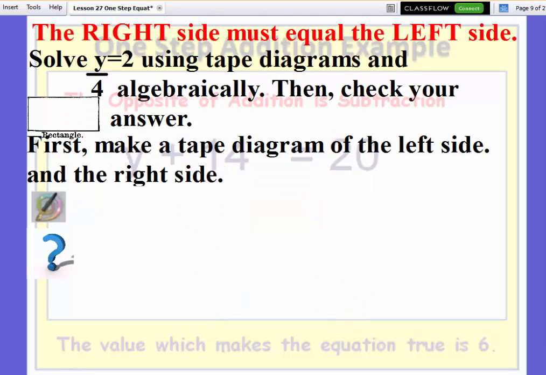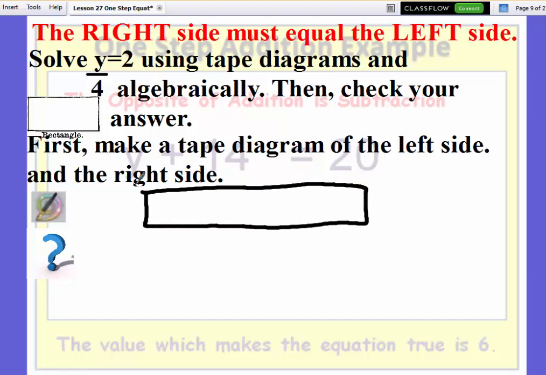All right, this one's a little bit harder. It's division. So let's focus on it. We're doing the same thing, tape diagram, and solving algebraically this expression: y divided by 4 equals 2, and then I check my answer. So first I make a tape diagram of the left side, and I'm going to make a tape diagram of the right side. Well, how big is my right side? I start with the side without the variable. It's just easier for me. So I draw a tape diagram, and I label it 2.